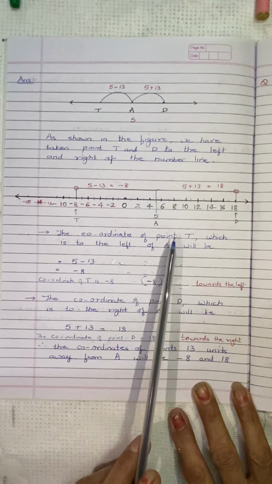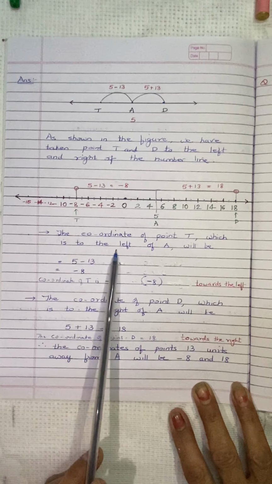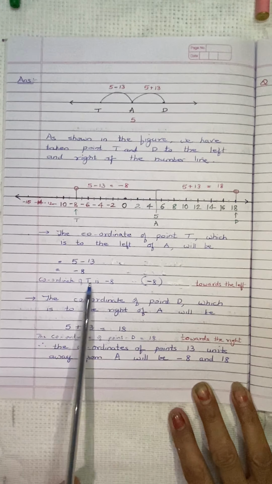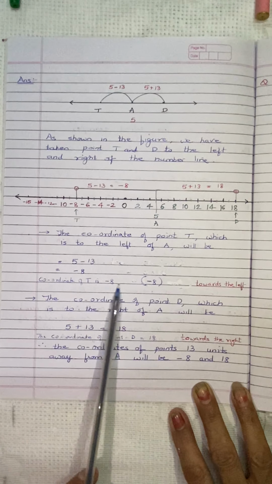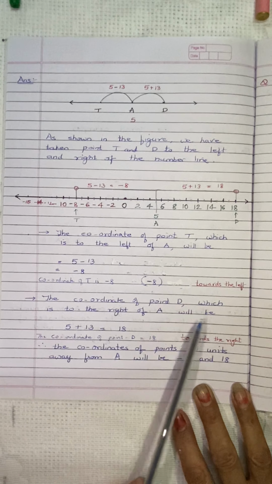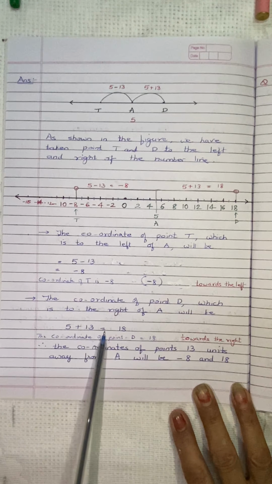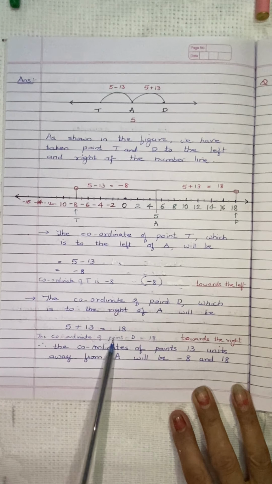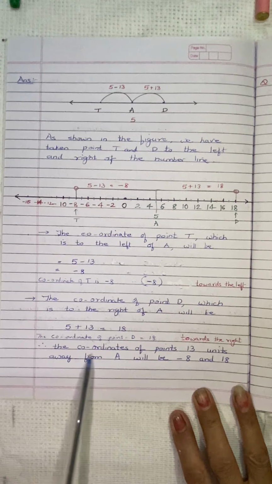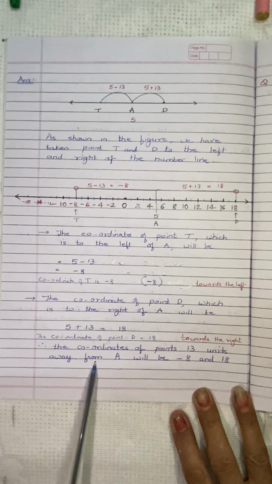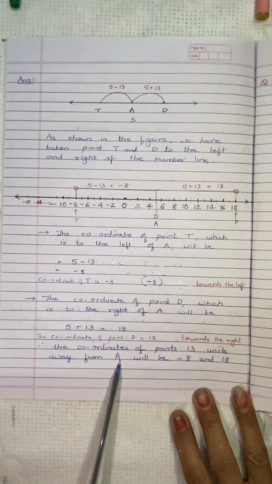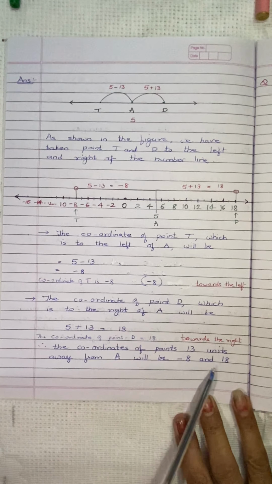So the coordinate of point T, which is to the left of A, will be 5 minus 13, that is negative 8, and the coordinate of T is negative 8, that is towards the left, and the coordinate of point D, which is to the right of A, will be 5 plus 13, that is 18. The coordinate of point D is 18 towards the right. Therefore, the coordinates of points 13 units away from A will be negative 8 and 18.